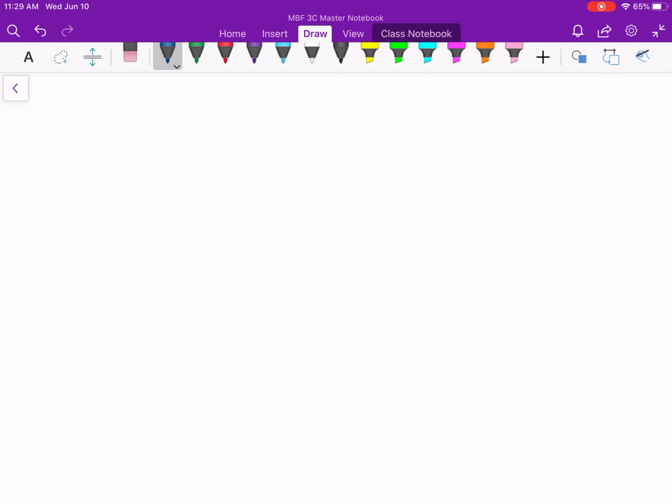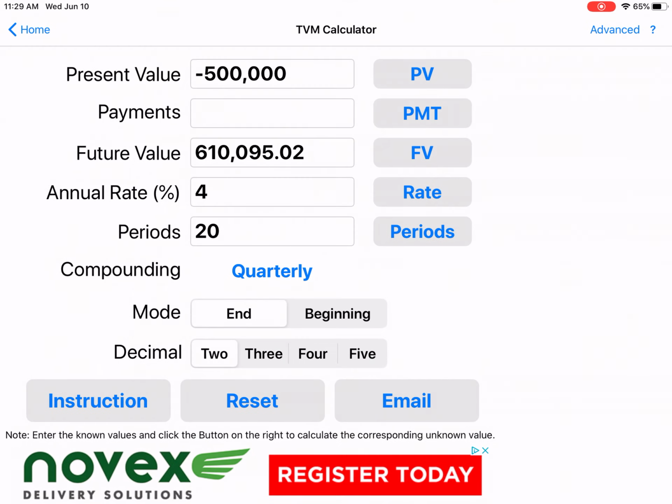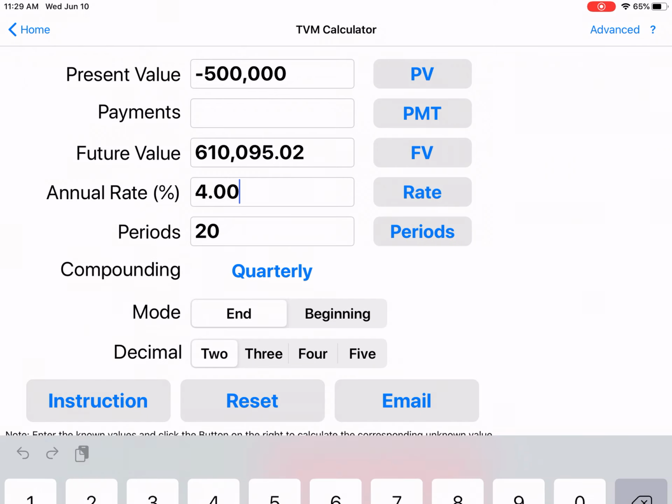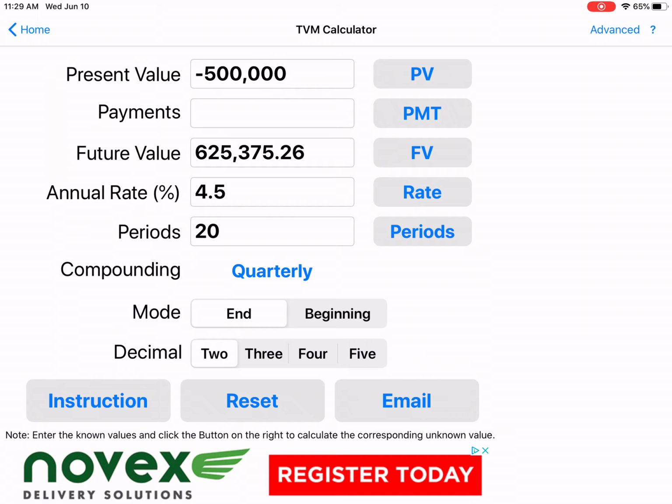$610.95. And again, you get the idea, so I probably don't need to do all of these. Let's do one more, though. Change it to 4.5%. Whoops, didn't mean to do that. 4.5% future value. $625,375.